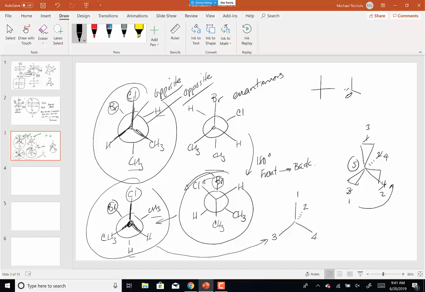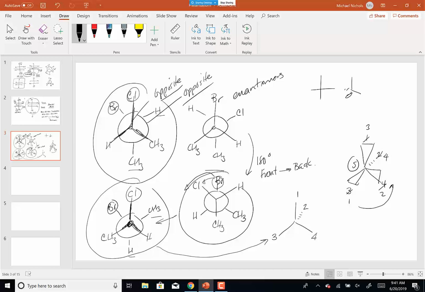So if you wanted to, you could do R and S without ever turning it into a Newman projection or a Sawhorse projection. But if you see that and it makes sense, great. If it doesn't, you could play with it, but otherwise, if you want to do R and S, you'd have to do that.